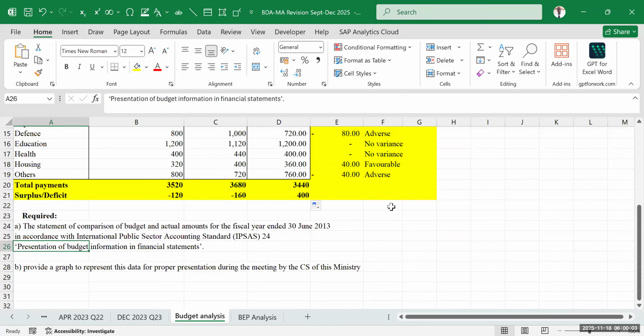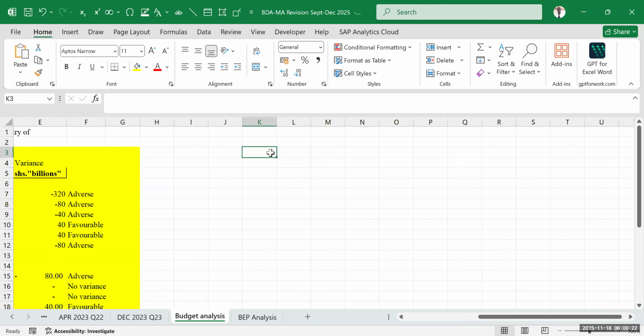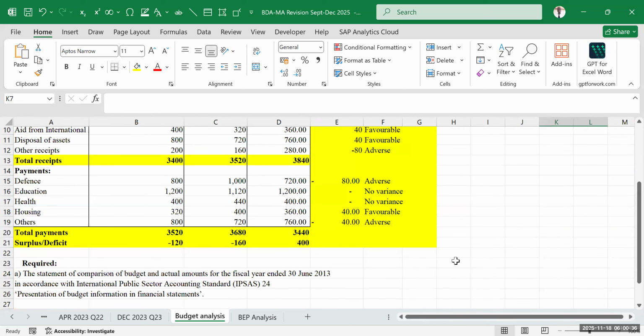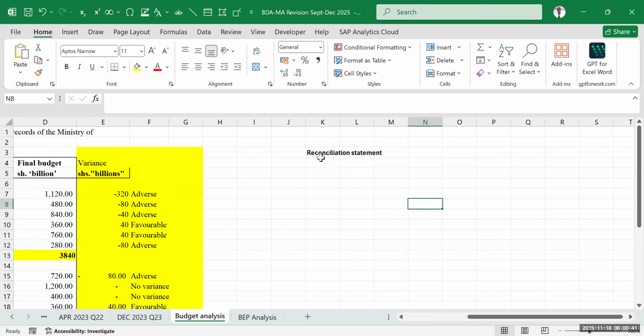Now, when doing the financial statement, remember, I told you this is a cash budget, and the information that we are presenting really is nothing much. We're just going to do a reconciliatory statement for the budgets that we have. So I want to talk about reconciliation statement. Because we've done all the summary, what we just want to do is to present that information in a financial statement, and the financial statement that we are using is a reconciliation statement.